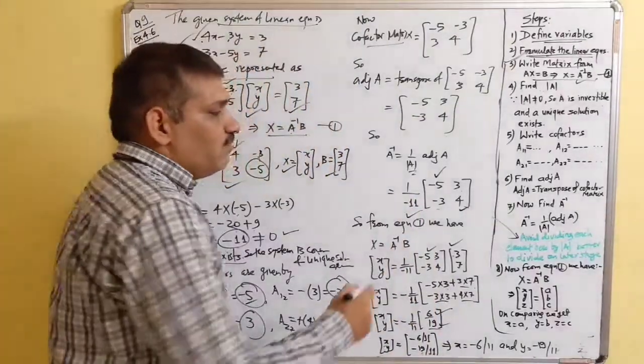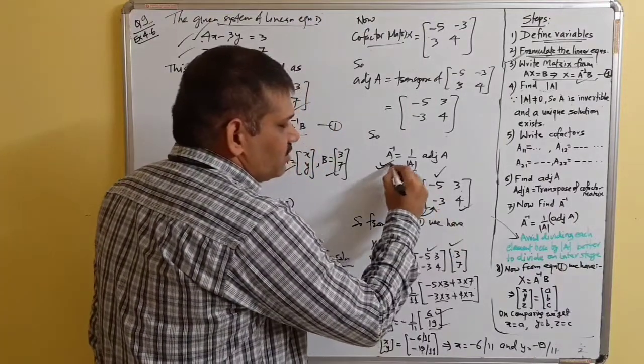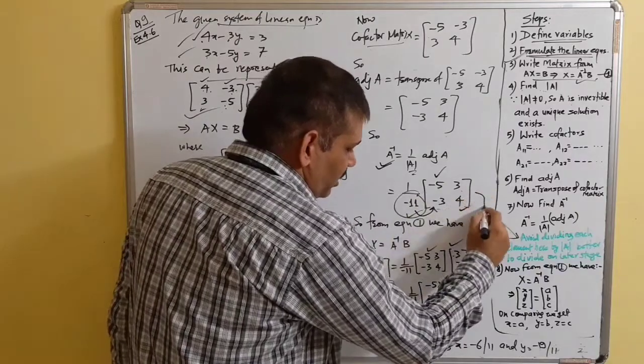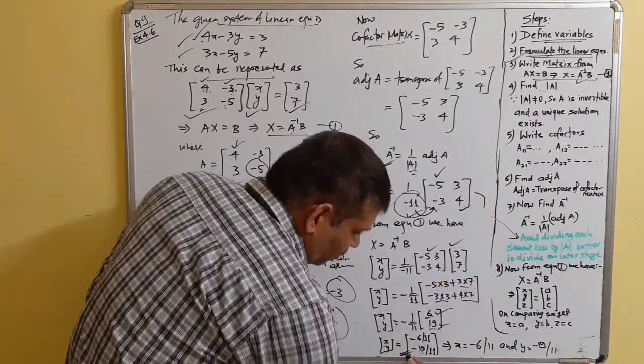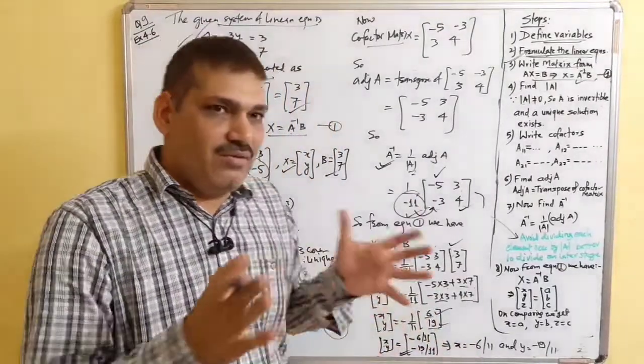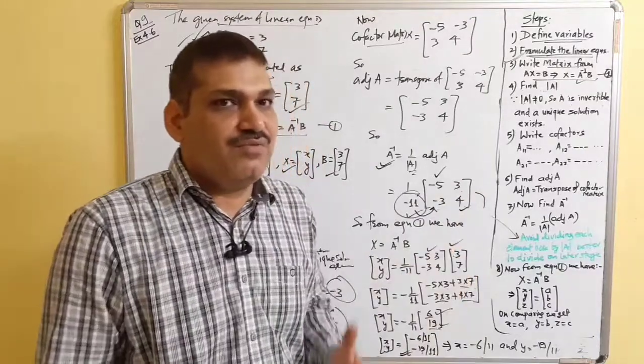Mind it, I again remind you, don't divide here. When you find the A inverse, don't divide in this step. Do it in the last step only, to avoid big calculations with fractions. That is what we could have discussed.